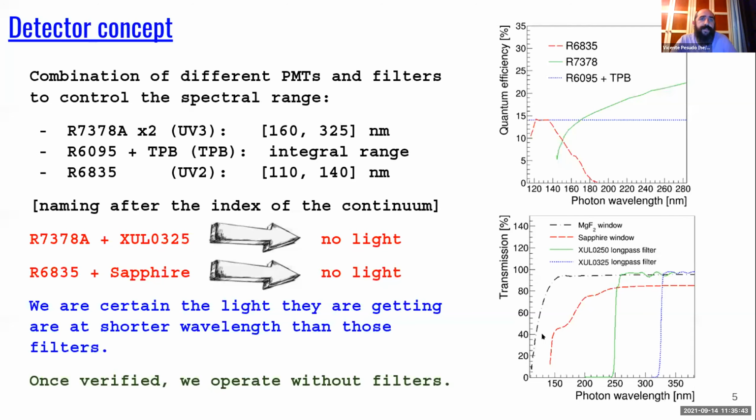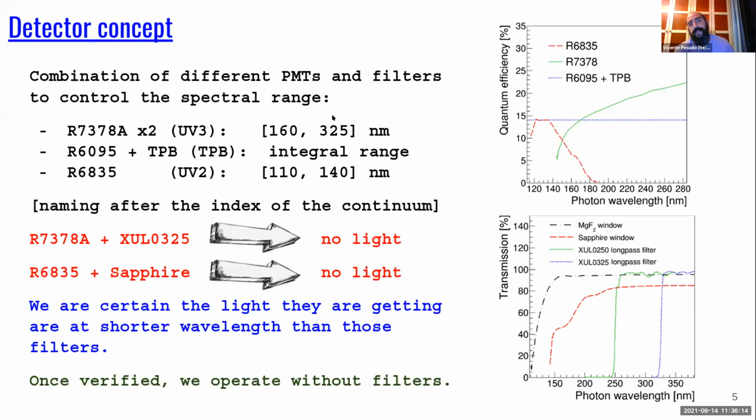This is the combination of different kinds of PMTs that I was introducing before. We use an R7378A, which has a spectral range that starts slightly below 160 nanometers. Then we use R6095 plus TPB, which with the TPB is sensitive to the full spectral range, and R6835, which is sensitive starting from 110 nanometers.